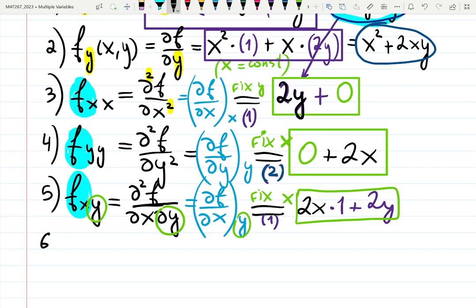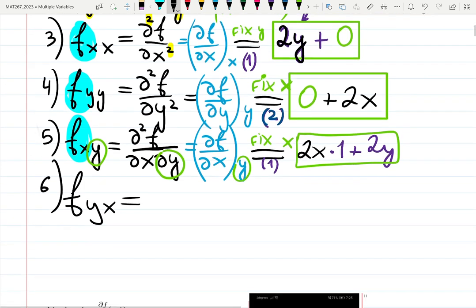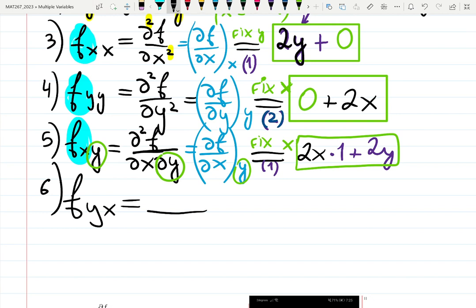Last one, 6. Let's find f yx. Let me write down the notation. The second derivative of f. I probably should put more effort into explaining this new notation too. The order tells you what to write down. The first one tells you that you first take the derivative with respect to y, and the next one tells you which variable comes next. So first with respect to y, then with respect to x, and the 2 at the top means it's a second derivative. That's the notation.